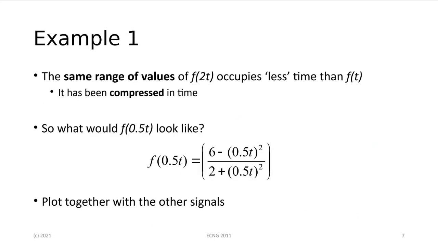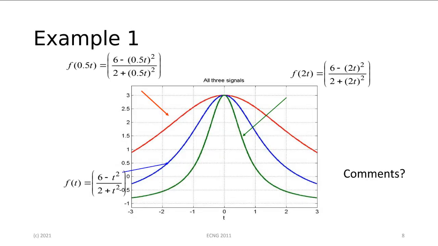And so what has happened there, somebody used the term before, is that the same range of values of f(t) occupies less time than the original signal. In other words, it has been compressed in time. The flip side of it, of course, is if we take the t and replace it by 0.5t and plot it, as you would expect, the 0.5t, which is the red line, is occupying more time. In other words, it has been expanded.